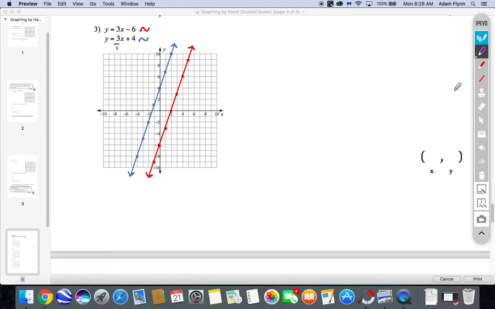So I'm looking for the point where these two lines are going to intersect. Okay, and they have the same slope, which means they never will intersect. Therefore, my solution here is going to be no solution, because these two lines are never going to cross.